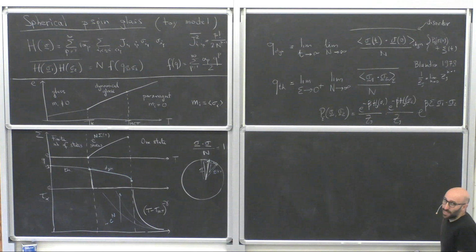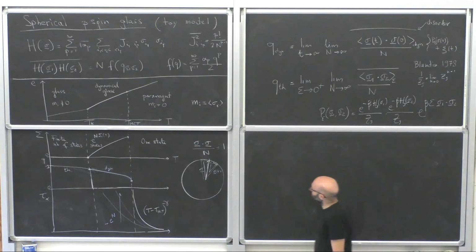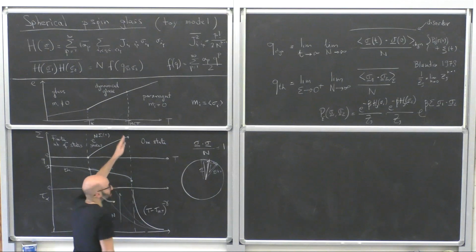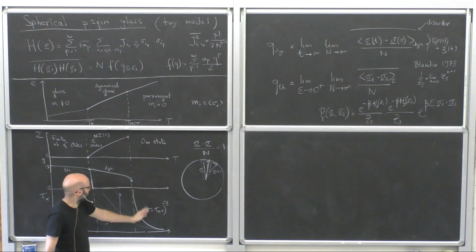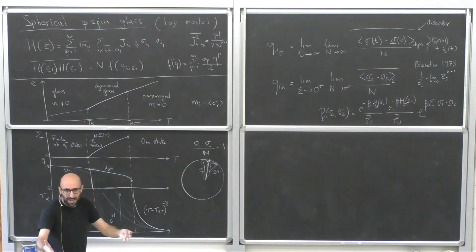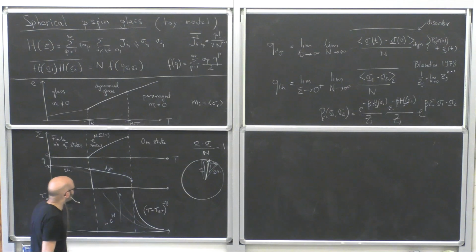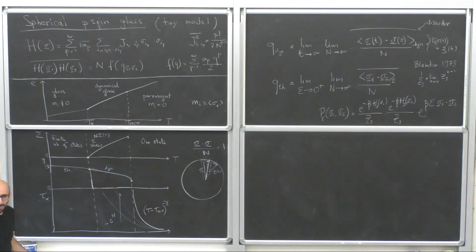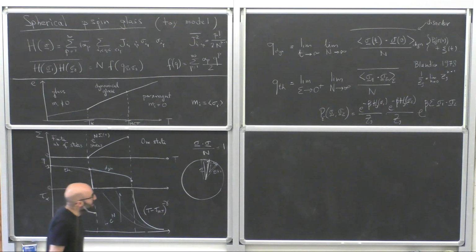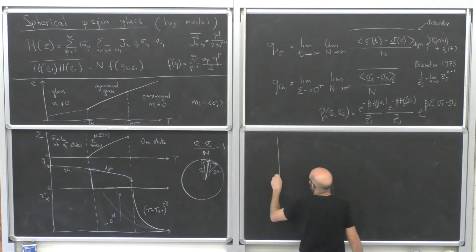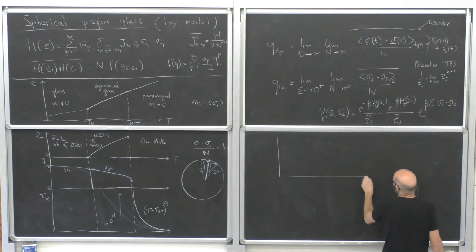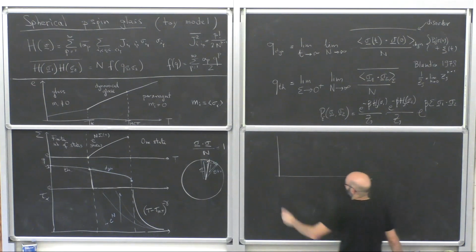So what do we expect? Above T_MCT, what we expect is that if we prepare the system at high temperature and we bring it to a lower temperature above T_MCT, in a finite time it should go to equilibrium. Below T_MCT, it shouldn't go to equilibrium. So what happens? What I'm going to discuss is the simplest protocol, because things depend on the protocol.